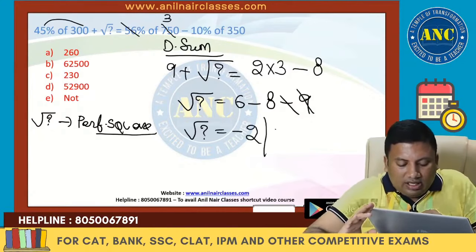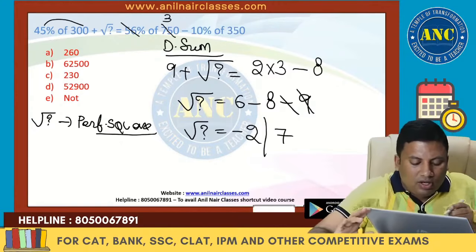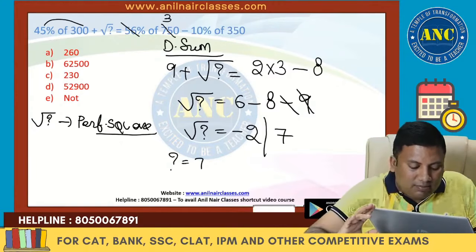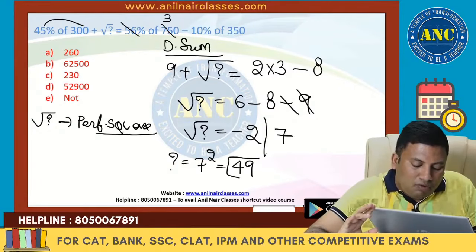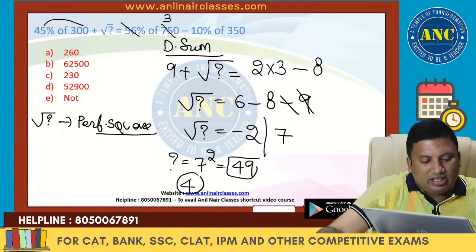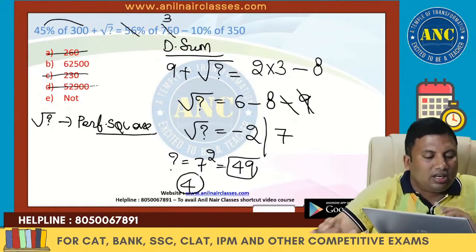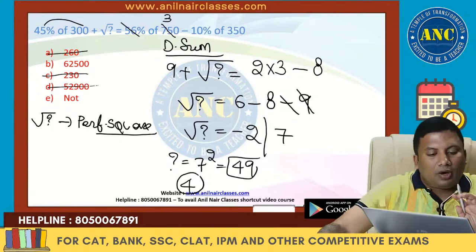Minus 2, it is nothing but 7, because I am using digital sum, add it with 9. So question mark, it is nothing but 7 square. 7 square is 49. 4 plus 9, 13. 1 plus 3, 4. Answer digital sum should be 4. It is not possible. I hope it is clear.